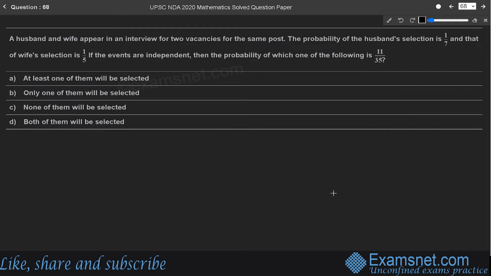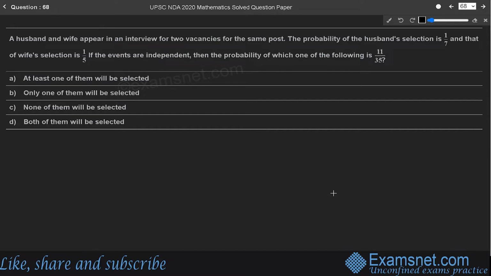Next question is, a husband and wife appear in an interview for two vacancies for the same post. The probability of husband's selection is 1 by 7 and that of wife's selection is 1 by 5. If the events are independent, then the probability of which of the following is 11 by 35. This is a question from probability and it is a very simple question. First, let us write all the values that are given in the question.